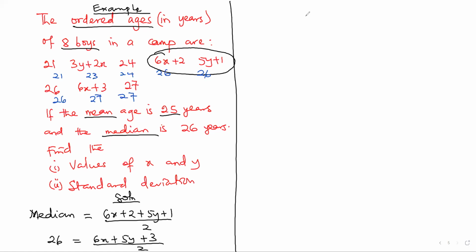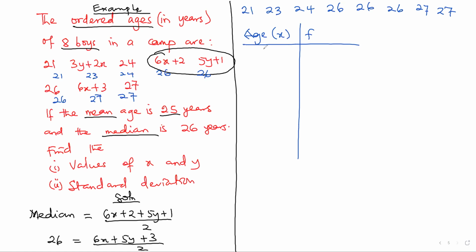Okay, so now the data set, we have 21, 23, 24, 26, 26, 26, 27, 27. And so let's put it inside the table to find our standard deviation. So our age, we have 21. 21 appears one time. We have 23, 23 appears one time. We have 24 also one time. We have 26, 26 appearing 3 times. And we have 27 appearing 2 times.